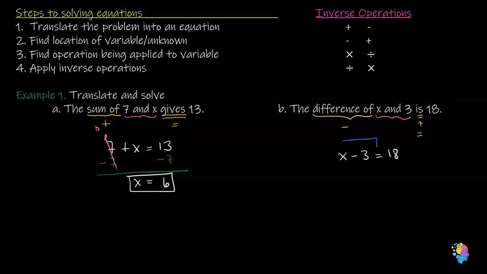Again, our variable is on the left. The operation being applied is subtraction by 3, and the opposite of subtraction is addition. So we add 3 to both sides. From left to right, bring down your variable. The 3 minus 3 adds up to 0. Don't lose your equal sign. And on the right side, 18 plus 3 is 21, making this the solution.